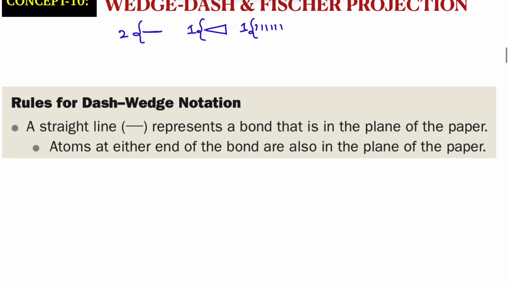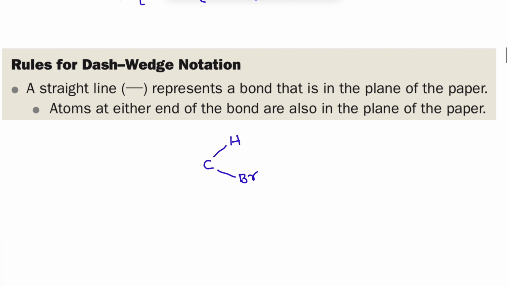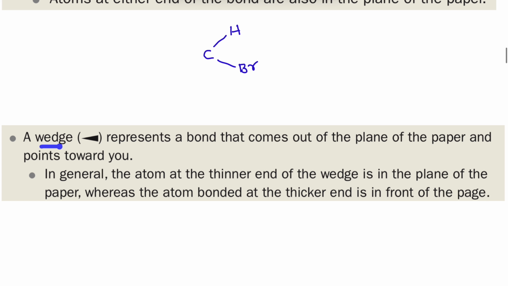Whatever the bonds you are writing, this is carbon. For example, here I am writing hydrogen, and here I am writing bromine. Whatever atoms or groups are attached to a straight or normal line, they are lying on the plane of the paper. So here hydrogen is lying on the plane of the paper, bromine is also lying on the plane of the paper. A solid wedge represents a bond that comes out of the plane of the paper.